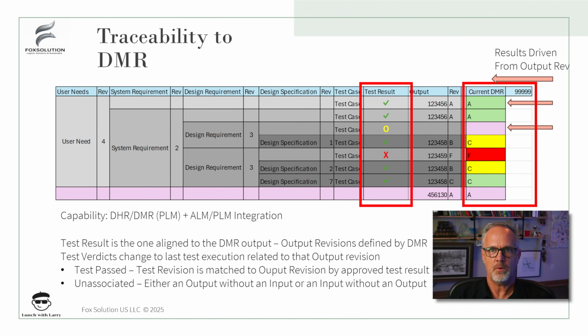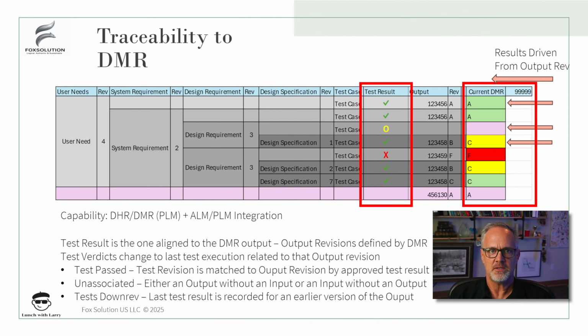So in this case, what we have is an unassociated level where we have a test case that doesn't have an output and we need to add that output, or we have an output that doesn't have a test case, so it hasn't been tested. In this case, we have to go through and create that association so that we can test it and get the result that we're looking for.